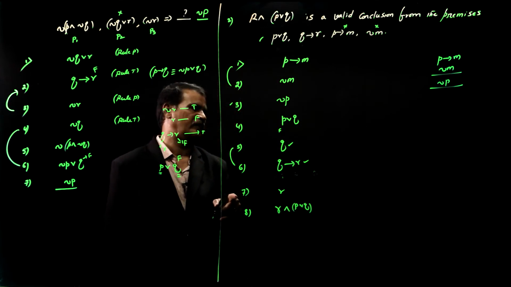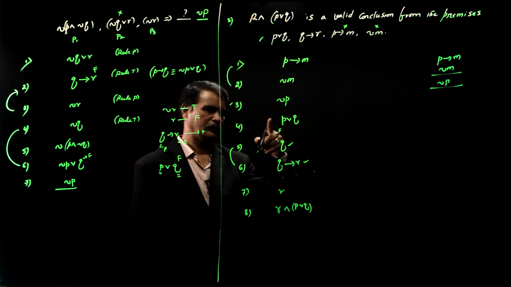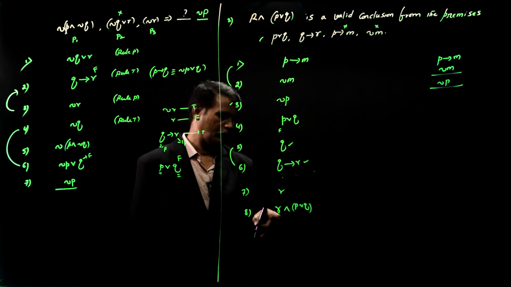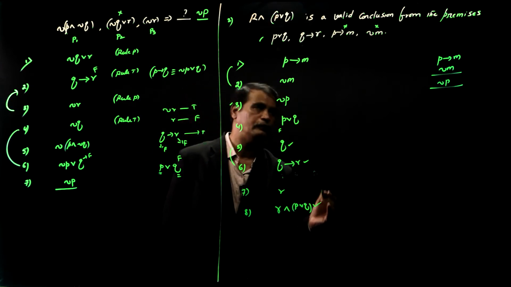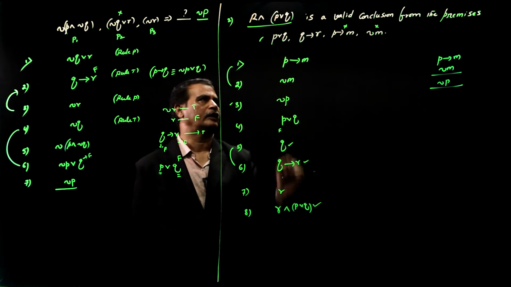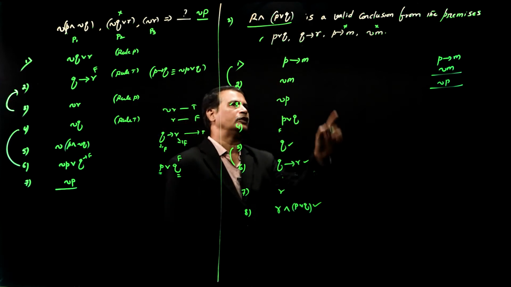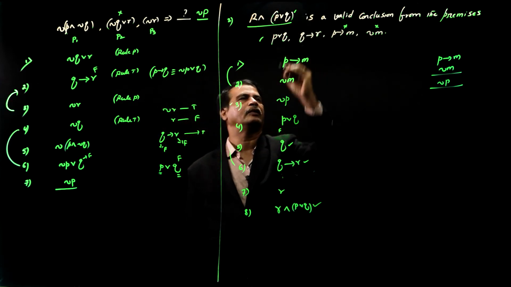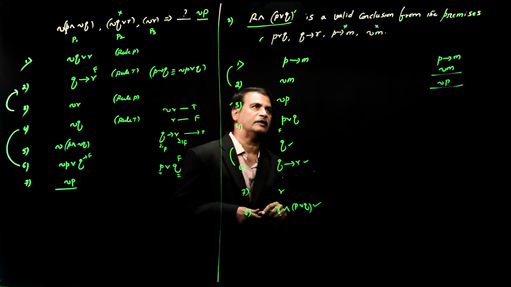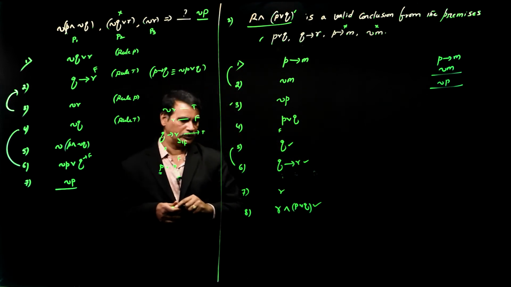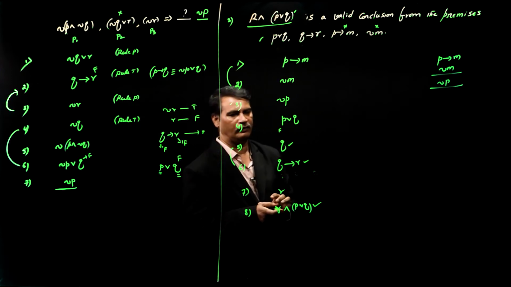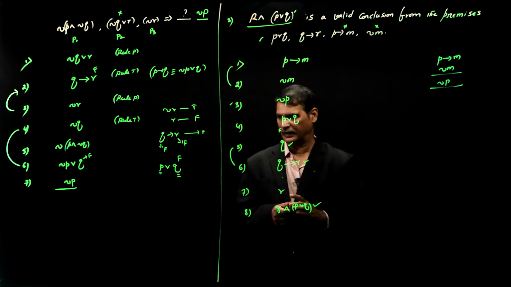From step number 7 and step number 4, what am I getting? R and P or Q is true. Therefore, the answer is correct. That means, using these premises, whatever answer I am getting, or given in the problem, is a valid conclusion. It is in this way we will get the solutions easily.